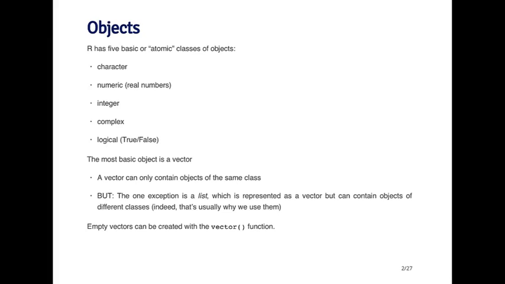You can create an empty vector with the vector function. The vector function has 2 basic arguments. The first argument is the class of the object, so the type of object that you want to have in the vector. And the second argument is the length of the vector itself.